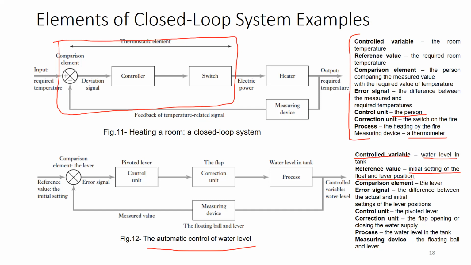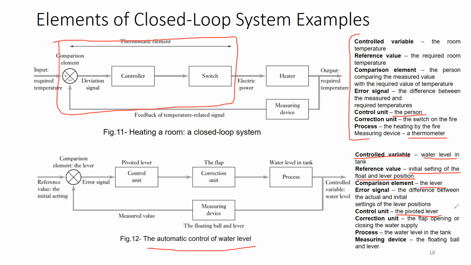What is the comparison element? The lever will decide whether it has reached or not, so it will keep on comparing the values. Okay, the error signal will be the difference between the lever value and the actual level of the water. What is the control unit? The pivoted lever. The pivoted lever is now the control unit, which will either switch on the water supply or switch off the water supply.